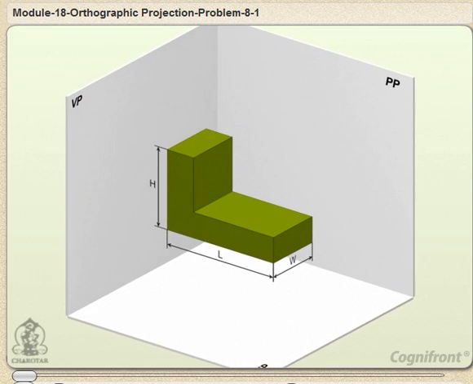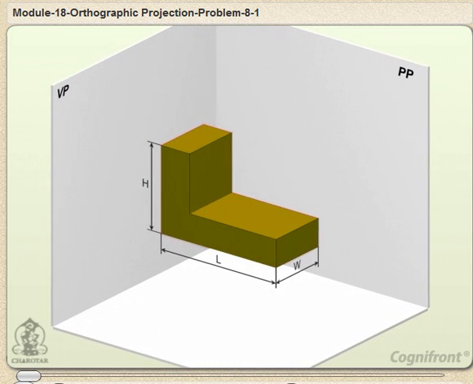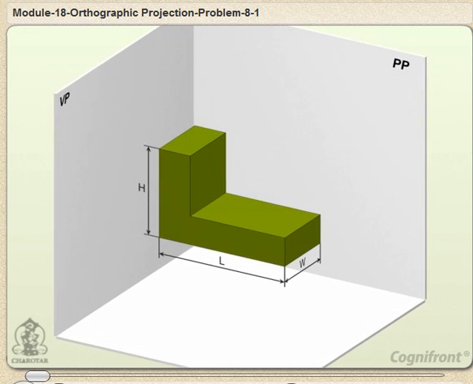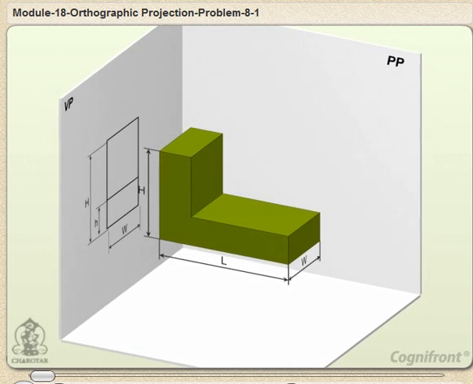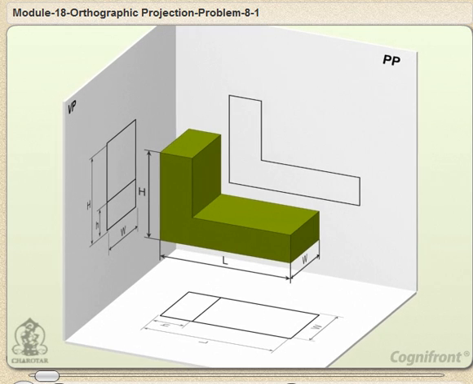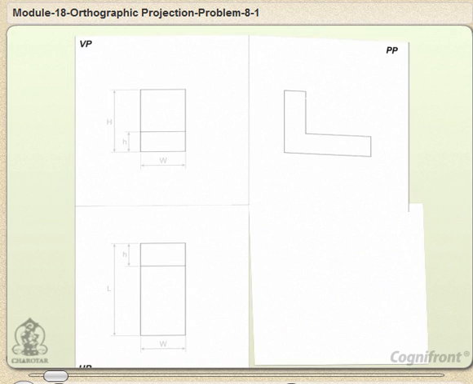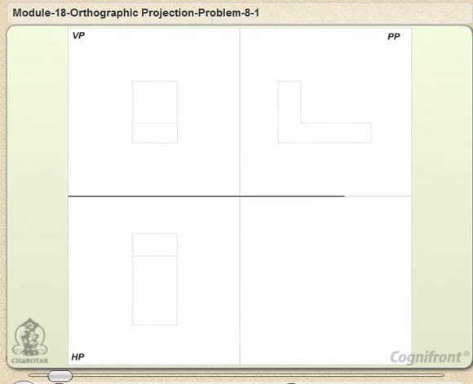This L-shaped solid object is lying in the first quadrant. We'll see how to draw its front, top and side orthogonal views. So, first draw a horizontal reference line XY.